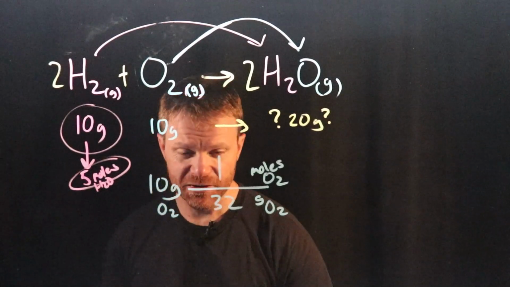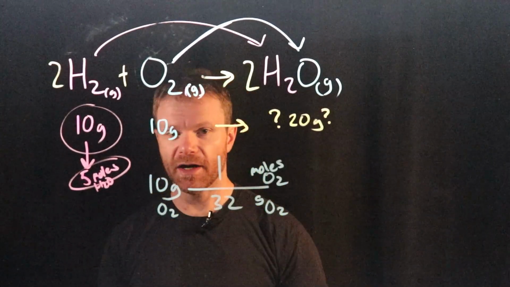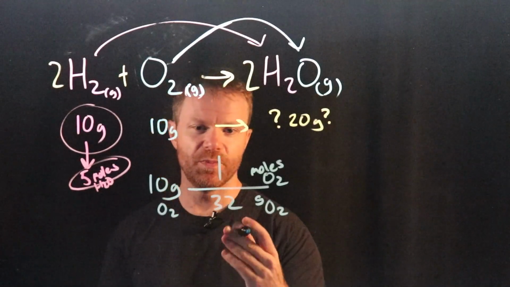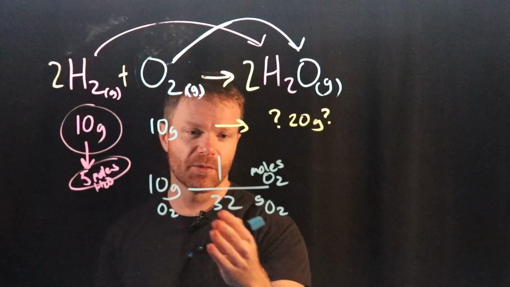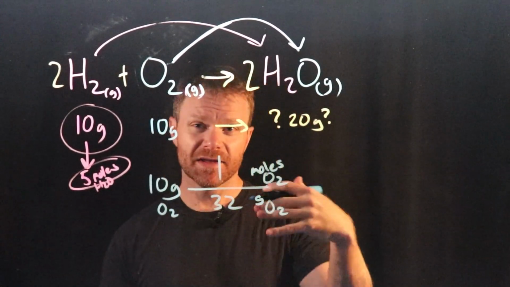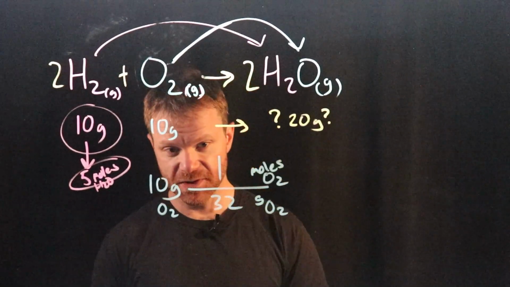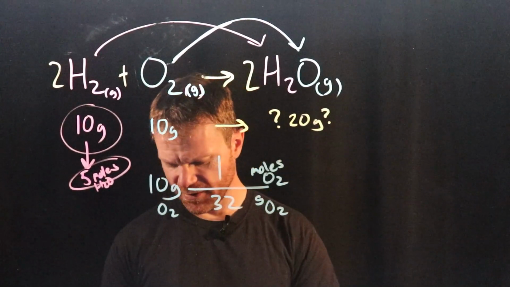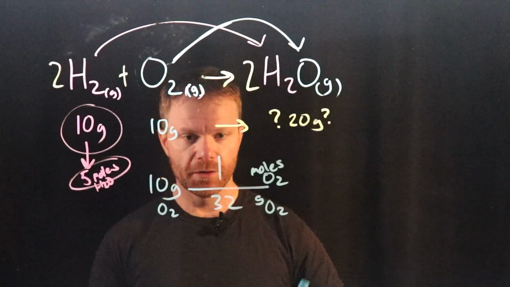So now we're actually going to get a much smaller number than we did for our hydrogen because we have a much bigger molar mass, right? The molar mass of H2 is 2, but the molar mass of O2 is 32. That's 16 times bigger. So that means 10 grams is going to make a lot fewer moles. Specifically, it's going to be like 0.3, something like that, right? 10 divided by 32. 0.313.